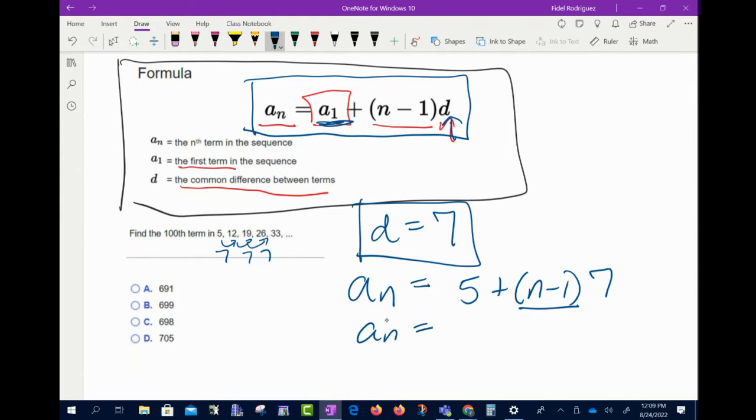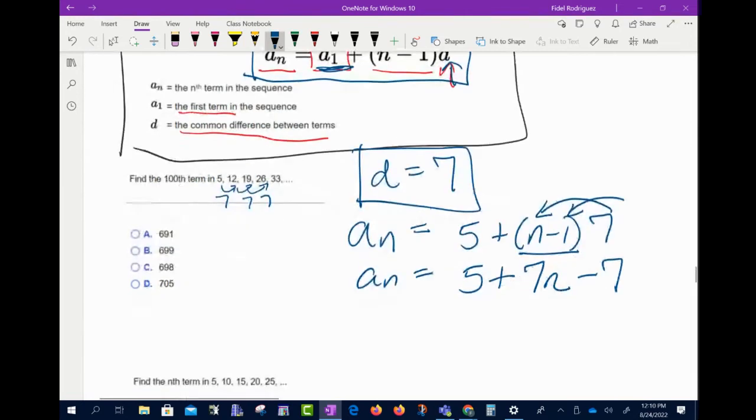So we're going to say AN equals 5 plus, now I'm going to do a little bit of algebra here, right? I got to distribute my 7. So the 7 is going to multiply to both those terms. So 7 times n is just a 7n. 7 times 1 is a 7, but there's a minus there, so it's got to stay at minus 7. And now I can combine this number and that number. So I'm going to leave my 7n right there.